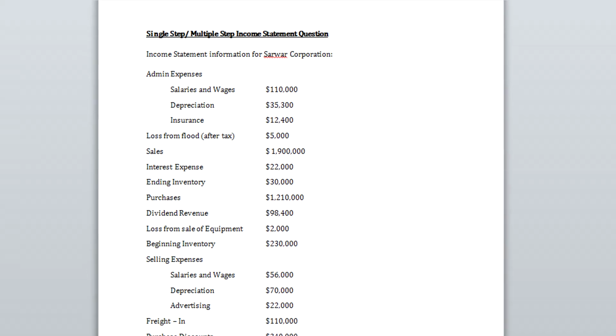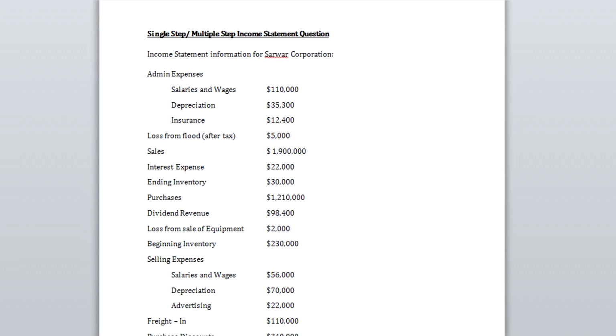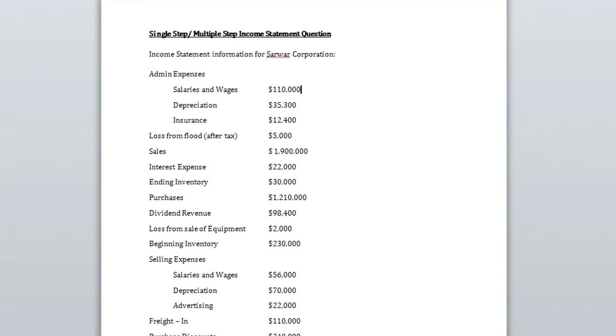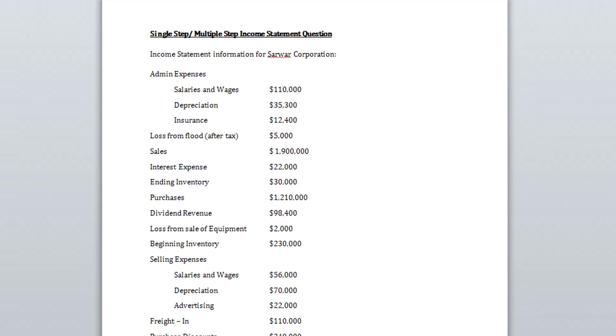Alright guys, so today what we're going to be going through is just one question, going over how to prepare a single step and a multiple step income statement. I feel like it's important to show you this just in case any of you are still confused about how to actually prepare these kinds of statements. And I know that in the lecture videos I made, there's just never enough time to prepare one along with you guys. So I just want to take the opportunity now to prepare some really quickly.